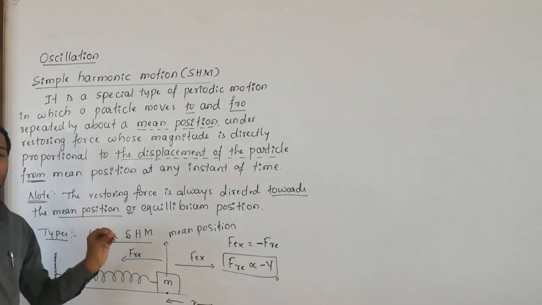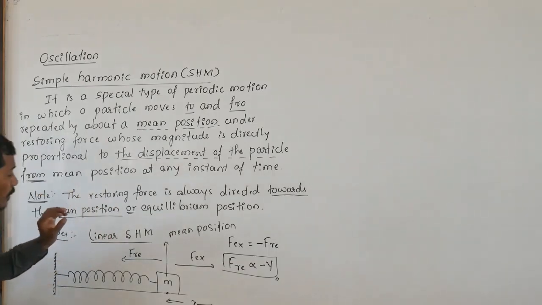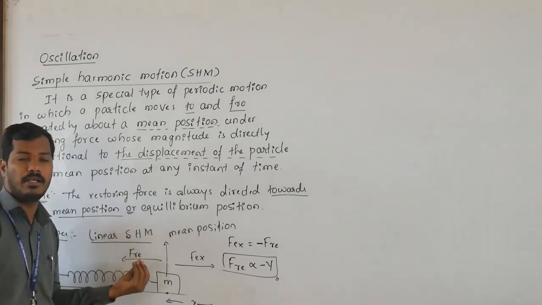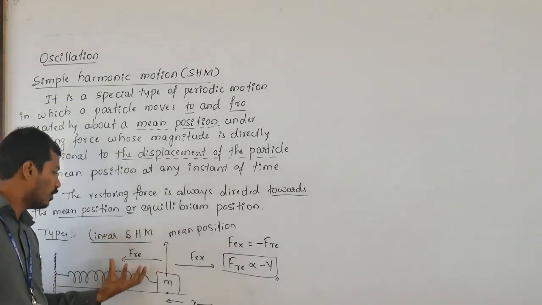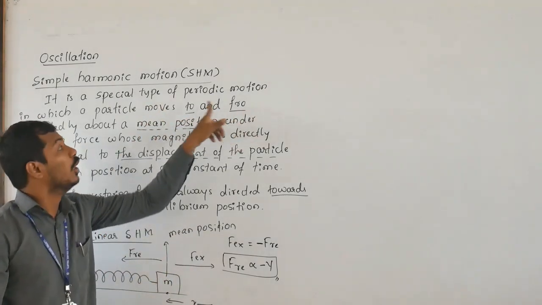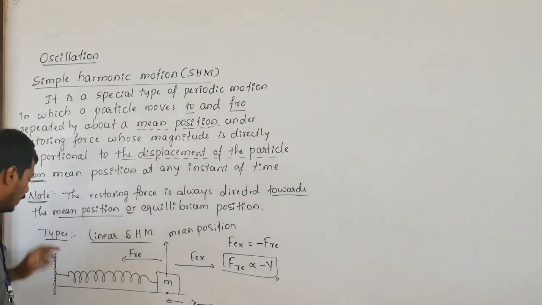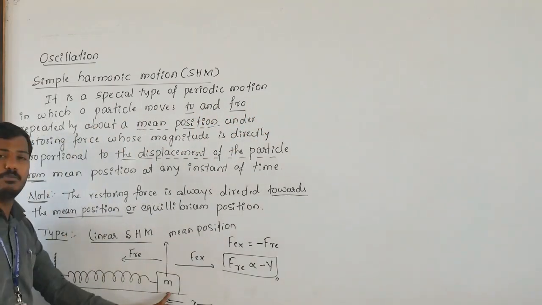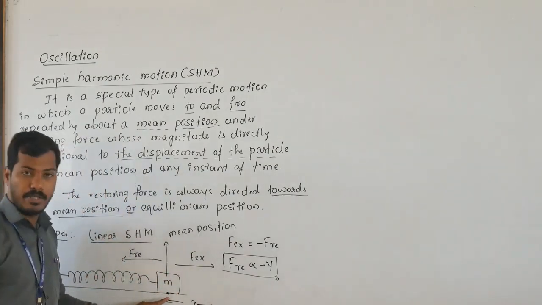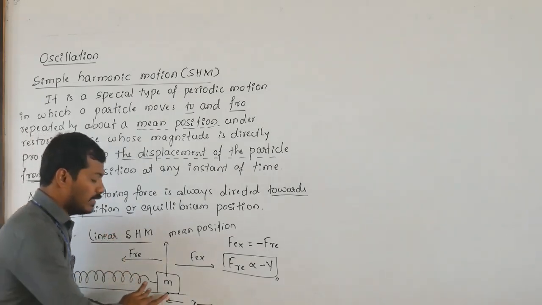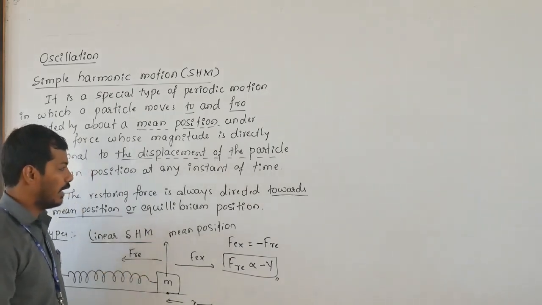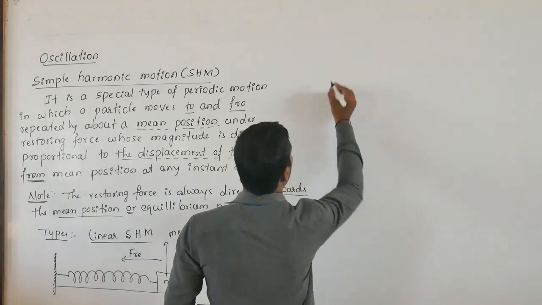What is meant by linear simple harmonic motion? It is nothing but an oscillatory or periodic motion of a particle which oscillates to and fro from its mean position, moving along a straight line. It means it should be moving in a straight line. Its definition is here: linear simple harmonic motion.